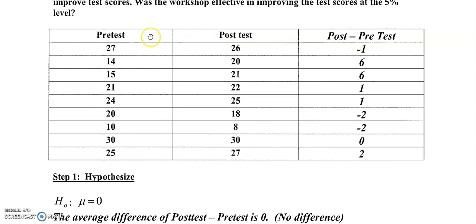So it may appear that there's two sets of data, but there's actually not. The same student took the pre-test and the post-test, and we're looking to find the difference. So what we're going to do is take the post-test minus the pre-test and see what the difference is. So before we set up the H0 and the HA, I'm going to show you how to do this in the calculator to get it set up.